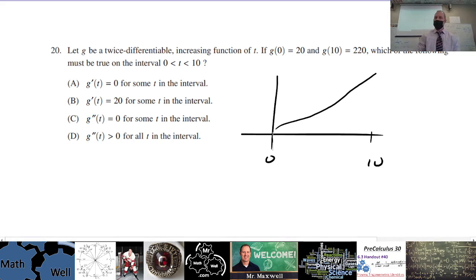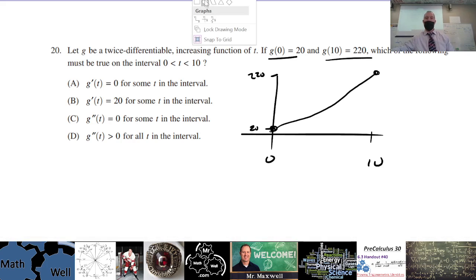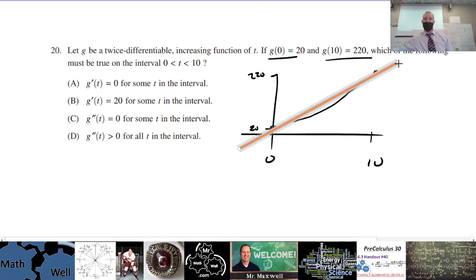So given this information, you're going to want to use MVT, right? So what do we know about what we're given? Notice these 2 points. That's 0, 20, and 10, 220. What can we figure out from that information? Yeah, we can figure out the slope. The slope of the average rate of change, or the slope between these two, the beginning and end points, right?